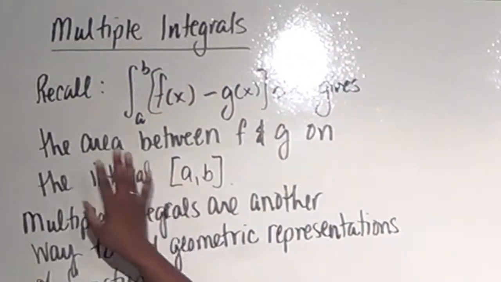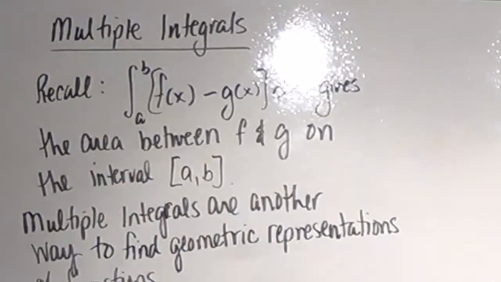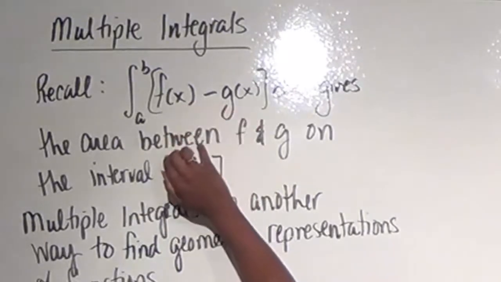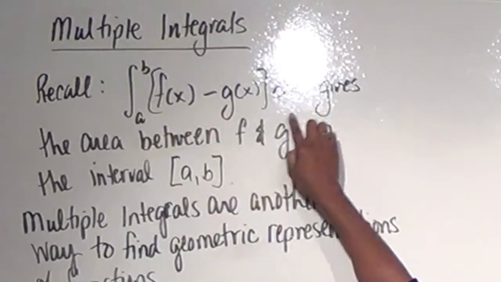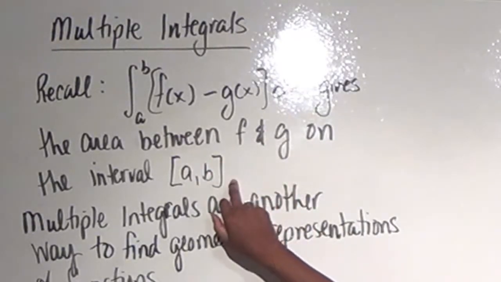So first, I need you to go back and recall, when we first started talking about area, we talked about a function f of x, and we looked at the area under the curve over an interval. And then we expanded this to talk about the area between two functions. So here, if I have an f of x and a g of x, the integral from a to b of f of x minus g of x dx gives us the area between the two functions on the interval ab.